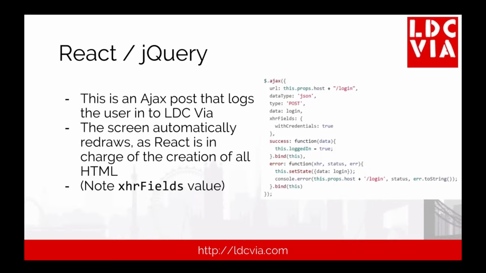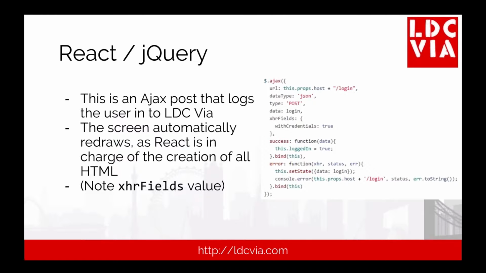So this screenshot on the right-hand side of the page here is an AJAX post that logs the user into LDC Via within the React framework, and then once it's got a valid login, it then rebuilds the rest of the page to say that the user is logged in, and we can now redraw real data as opposed to a login screen. The key thing to note here is the property XHR fields when we're doing the AJAX request.